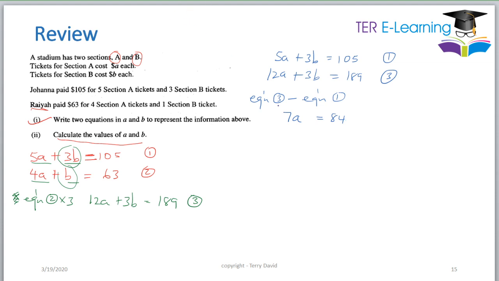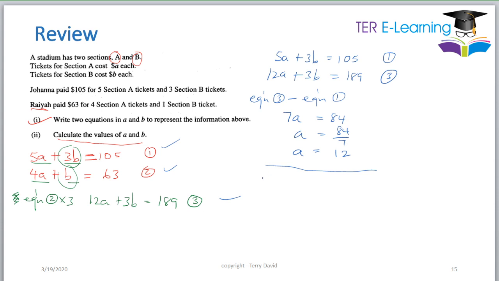So therefore A is equal to 84 over 7. So therefore A is equal to 12. So A is equal to 12. And that's just part of it. We worked out A. Next thing we need to do is to find what B is. In order to find B, I can take that A and plug it into either equation 1, equation 2, or equation 3. It's up to you. Doesn't matter. Let's see which one is the easiest one to do.